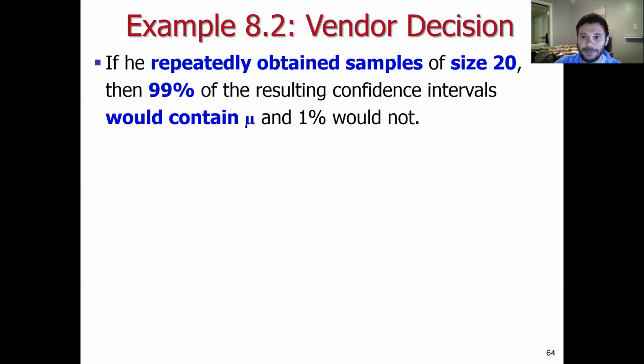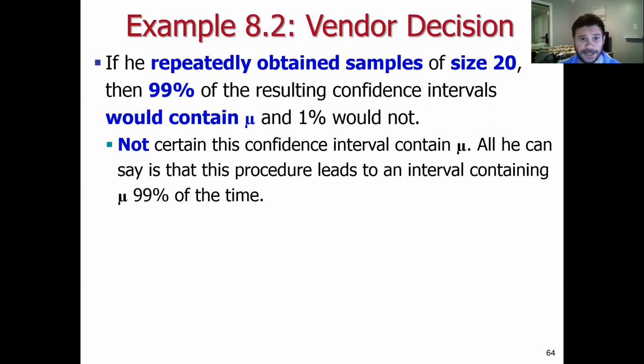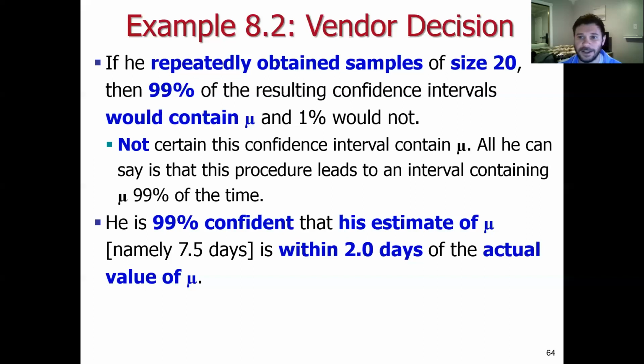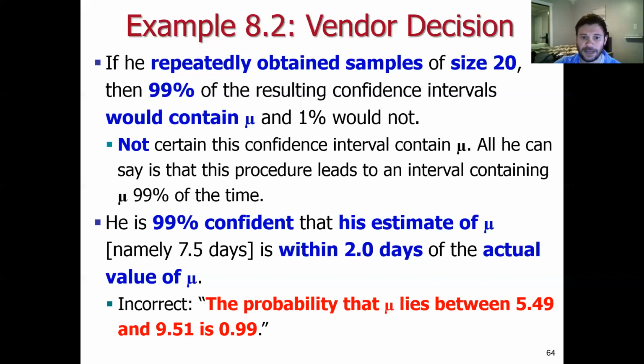Again, we cannot be certain whether or not the confidence interval contains mu. All we can really say is the procedure itself leads to a situation where if we were to repeat the process over and over again, 99% of the time we would contain mu, and about 1% we would not. So he is 99% confident that the 7.5 daily average estimate falls approximately within 2 days of the actual value of mu. It is not correct to say that the probability that mu lies between 5.49 and 9.51 is 99%.